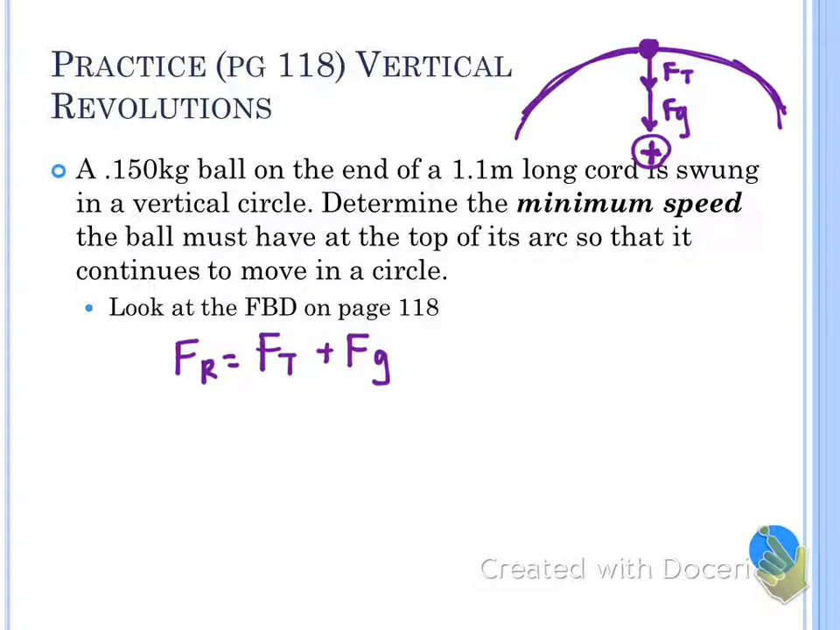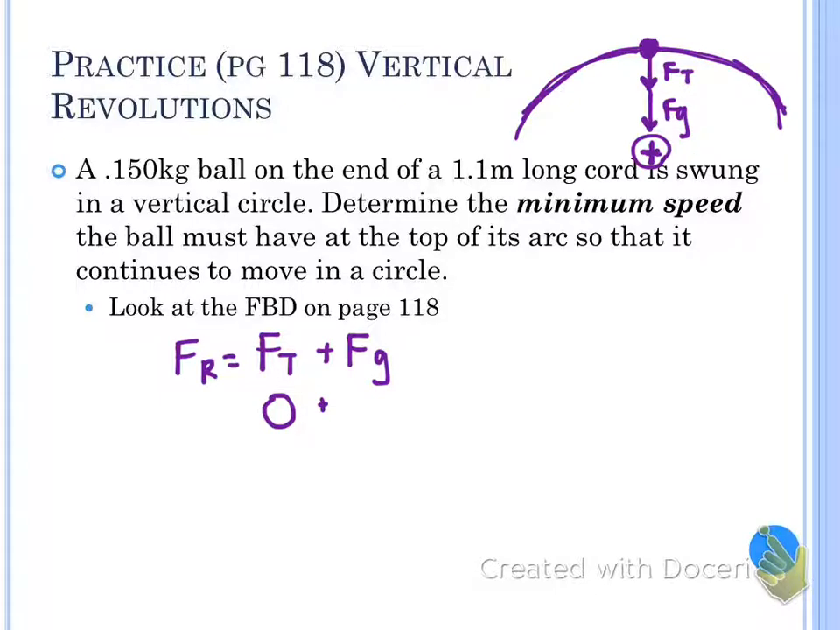Minimum speed just means that the tension in our cord would be what? 0, right? We want as little as possible. As it's at the top of its path, it's just sitting there. We're not pulling on it. It's doing just enough to start coming back down in that circular path. So if we're looking at the minimum speed, we want our tension to be 0. It's just enough to hang in there. So that's where that minimum speed comes into play. Our tension is 0.